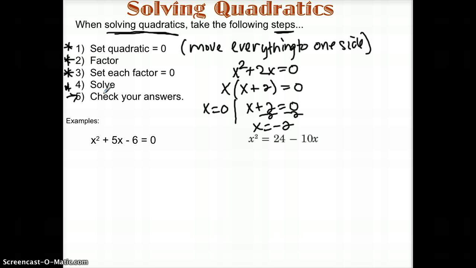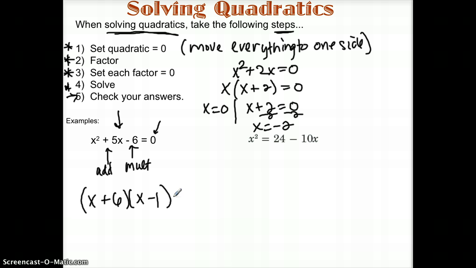So here we go. Let's do a couple examples. This first one, x squared plus 5x minus 6 equals 0. Factor first. Okay, first of all, step 1, set the quadratic equal to 0. We are equal to 0. Okay, so now we can just start. Factor. What multiplies to give you negative 6 that adds to give you 5? That's going to be 6 and negative 1. So x plus 6, x minus 1 equals 0.